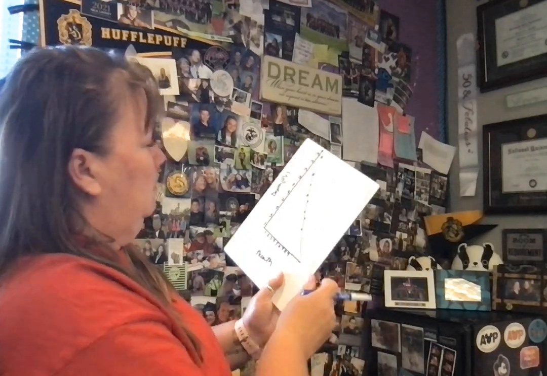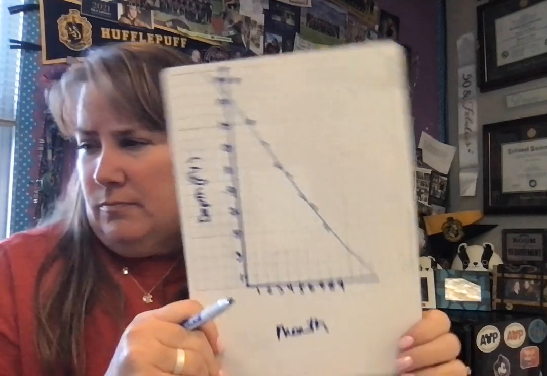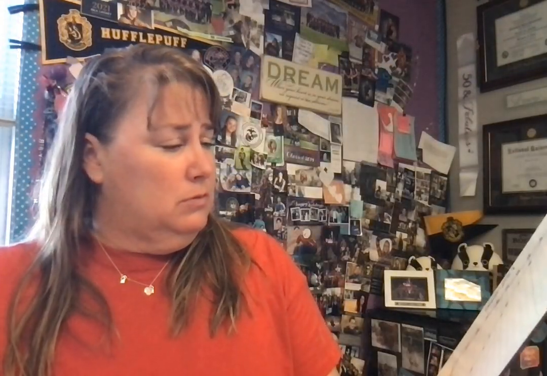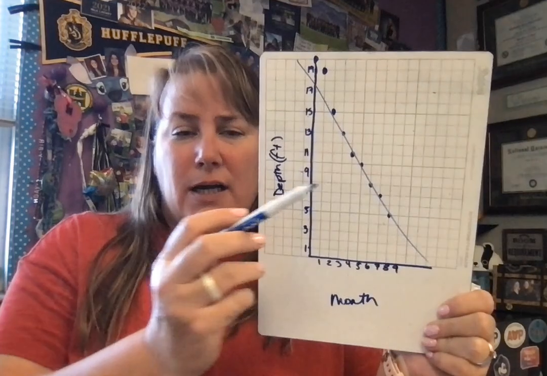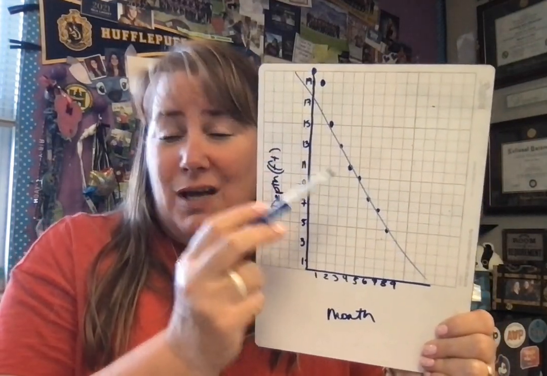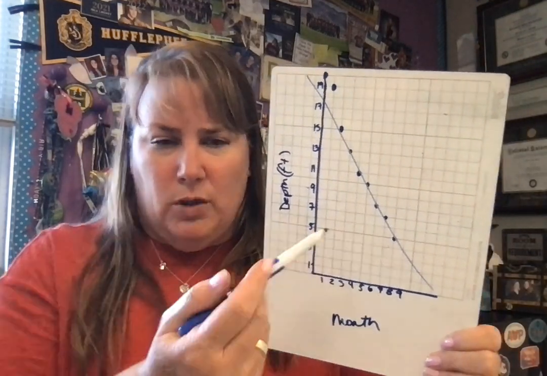There we go. I think that's pretty good. Here's how I know I did a good one: I have some points that are above it, some points that are below it, and I have a line that goes through some of the points. That's actually probably the best line of fit I have ever drawn, all because I'm on a coordinate plane.